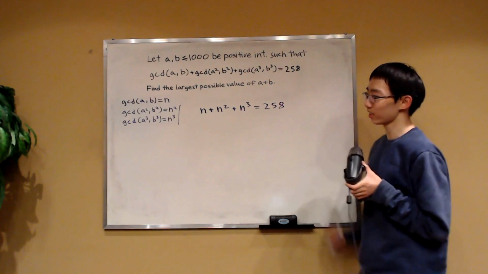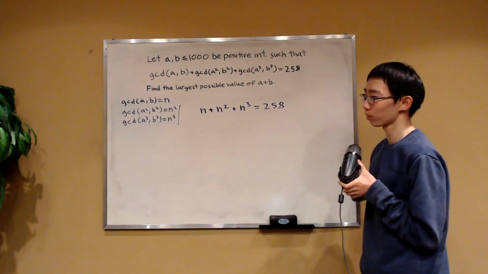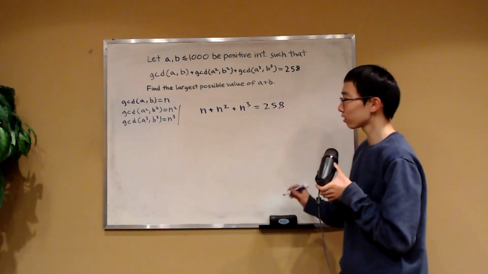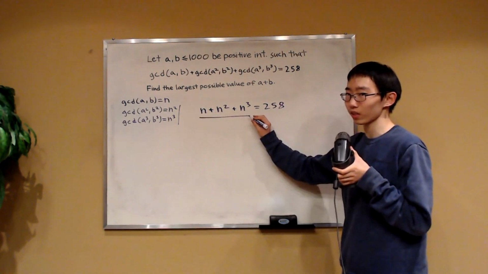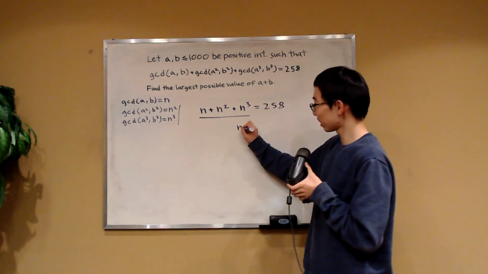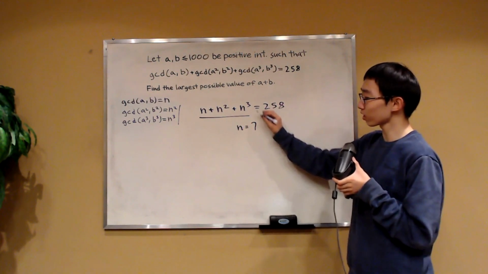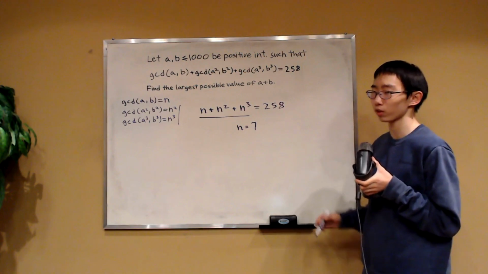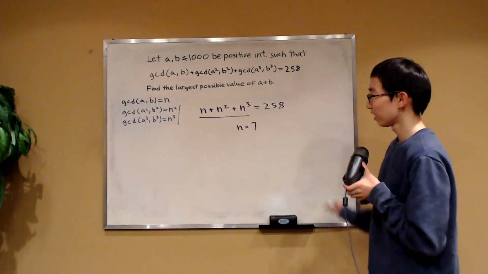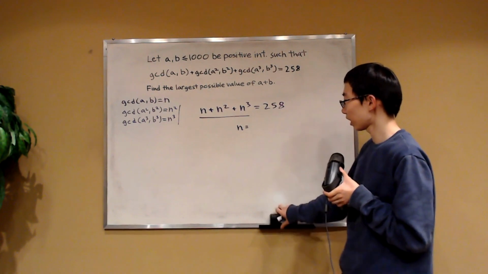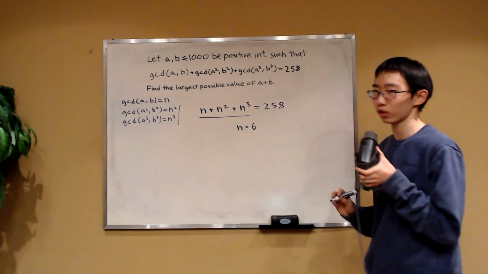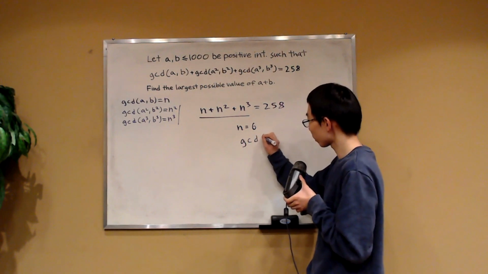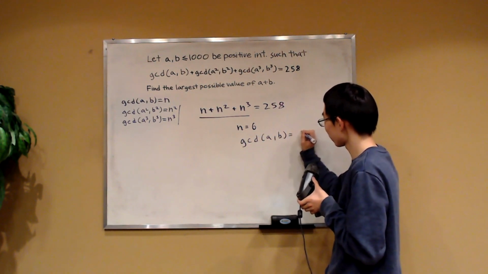Much better. Now, I know it looks like an annoying cubic, but it's not annoying because n needs to be a positive integer. And this side grows pretty quickly. I mean, if you were to plug in n is equal to 7, then 7 cubed is already bigger than 258. So just test all integers from 1 to 6. Surely that's not a problem. Now, you'll actually find that n is equal to 6 is the solution. And therefore, we can deduce that the greatest common factor of a and b is equal to 6.